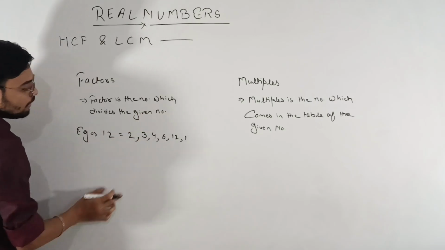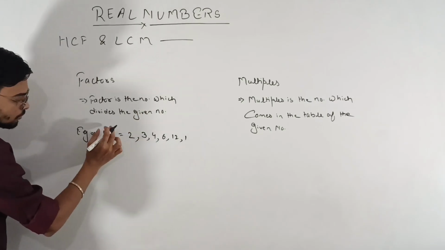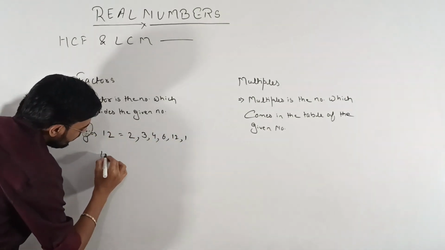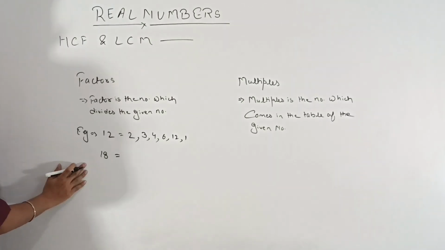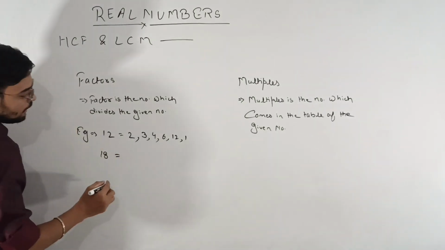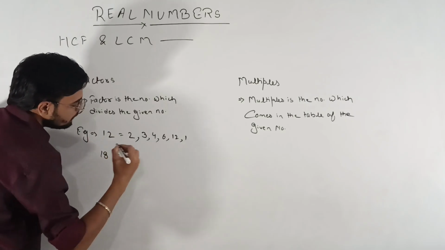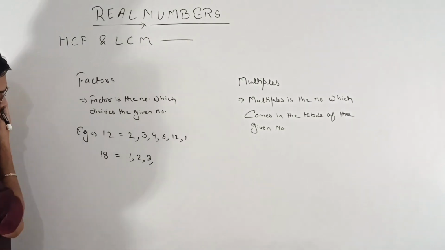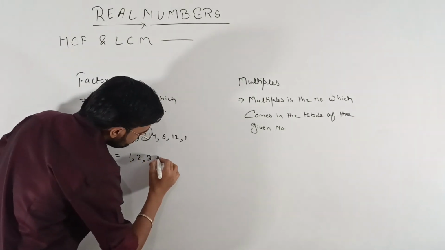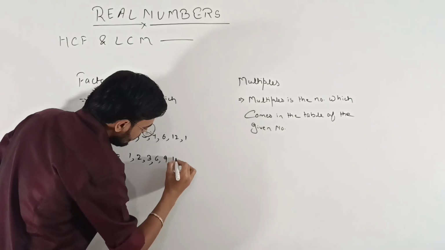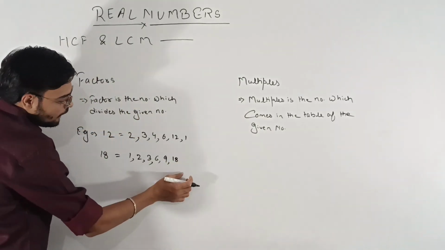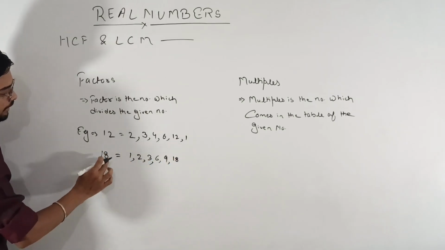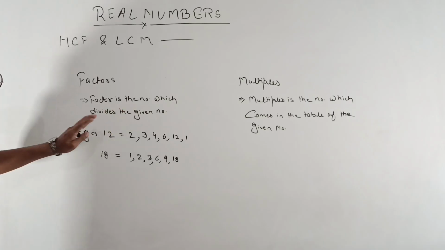Factor is the number which divides the given number. Then 2, 3, 4, 6, 12, 1 divide 12, which means 2, 3, 4, 6, 12 and 1 are factors of 12. We take one more example. Suppose we have 18 and we have to write the factors of 18. Factors means write the numbers which divide 18. Then 18 is divisible by 1, 2, 3, 6, 9 and 18. These numbers are the factors of 18. Understood? What is factor? Factor is the number which divides the given number.